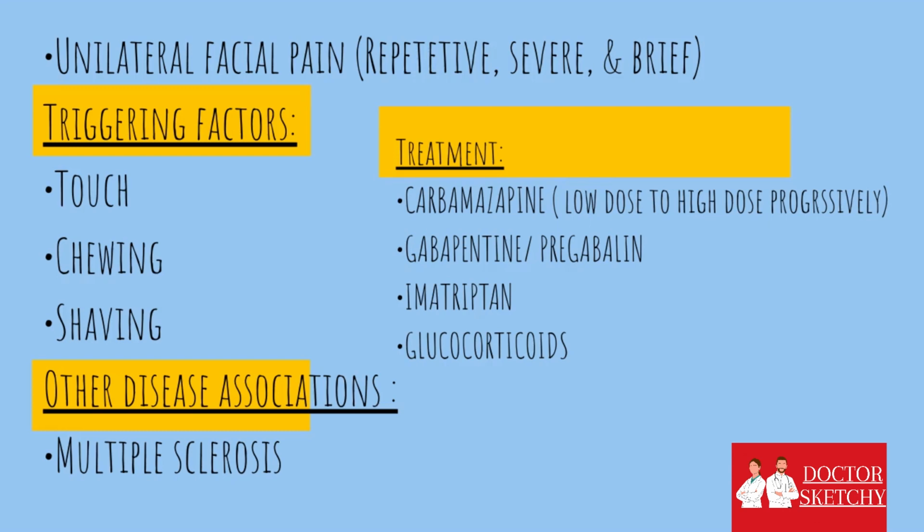It is also associated with multiple sclerosis. It is basically due to the demyelination of the fifth cranial nerve and involves the branches like V2 and V3 but can also include V1. Treatment includes carbamazepine, gabapentin, pregabalin, amitriptyline, or glucocorticoids. And if medication fails, surgery is the next option.